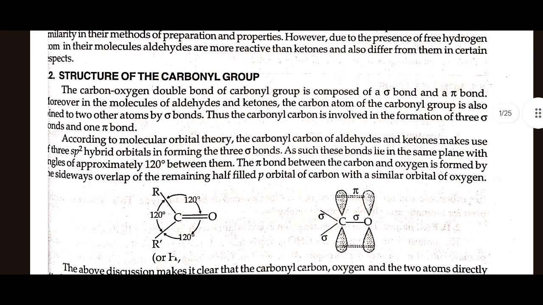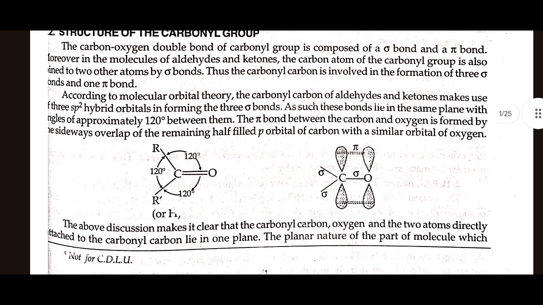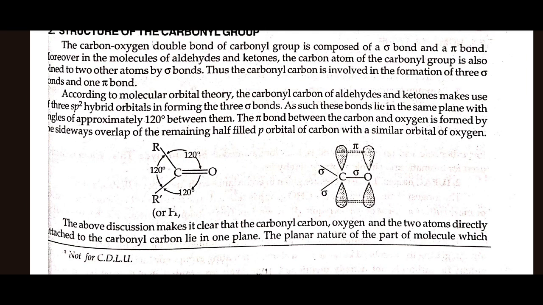Structure of the carbonyl group. The carbon-oxygen double bond of the carbonyl group is composed of a pi bond and a sigma bond. Moreover, in the molecules of aldehydes and ketones, the carbon atom of the carbonyl group is also linked to two other atoms by sigma bonds. Thus, the carbonyl carbon is involved in the formation of three sigma bonds and one pi bond. According to the molecular orbital theory, the carbonyl carbon of aldehydes and ketones makes use of three sp2 hybrid orbitals in the formation of three sigma bonds. Such bonds lie in the same plane with angles of approximately 120 degrees between them.